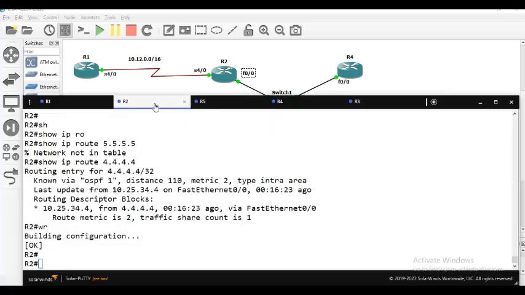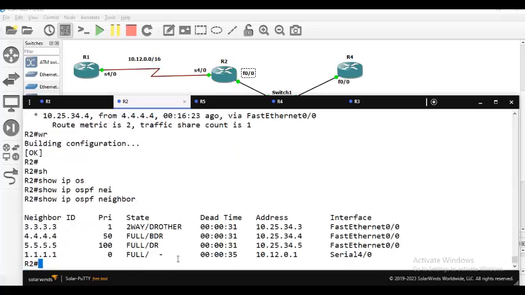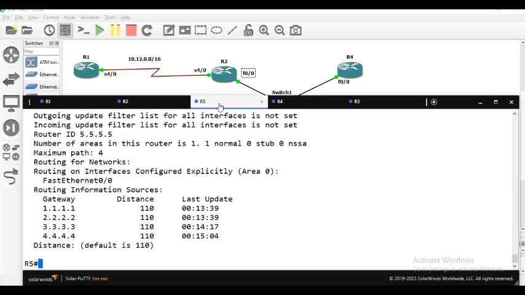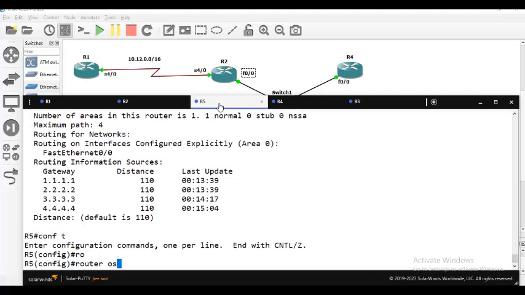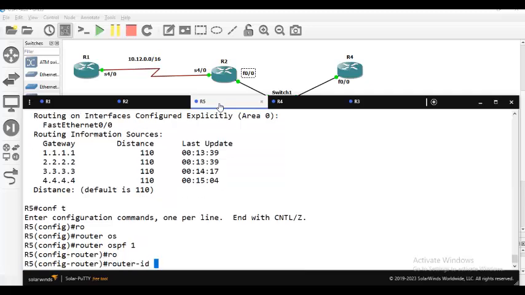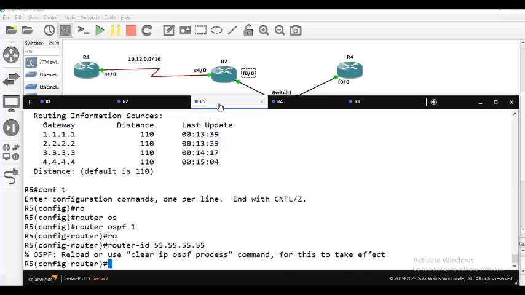Router ID 555555. Done. Now, will this 55 be used? Let's see. Show IP OSPF. Hello OSPF. I'm saying hello OSPF. It says yes, I am 555. What do you want? 555. I thought I'm talking to 5555.